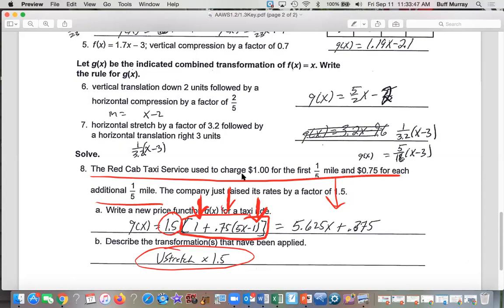X is the number of miles. Y is our cost. If we drive 1/5 of a mile, it costs what? $1. If you drive 2/5 of a mile, it's going to cost you $1.75, right? Good with that? 3/5 of a mile would be what? $2.50. Well, what we're doing is building a table of a linear function, aren't we? So, like I said, if you don't like the way I did it, this would work too.